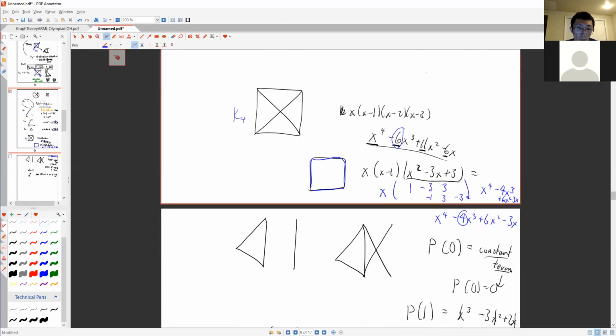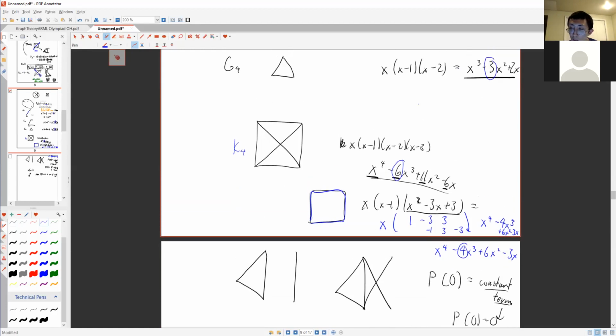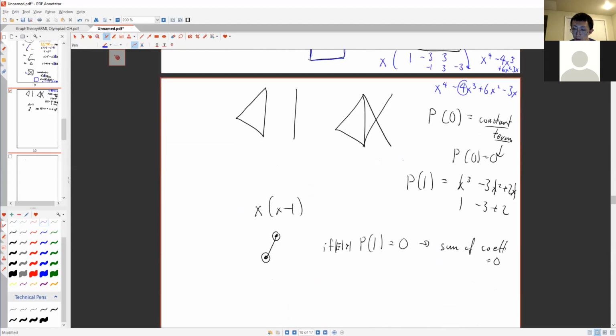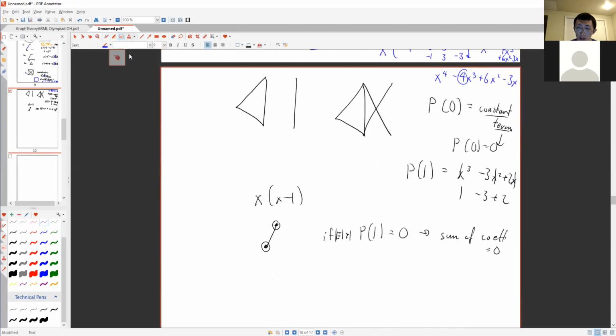So why is this true? Let's just make this a conjecture for now. And if we have time, we can come back to it, but I'll just leave it as a homework thing to think about. The coefficient of x to the n minus 1, let's call it a sub n minus 1, is negative the number of edges.